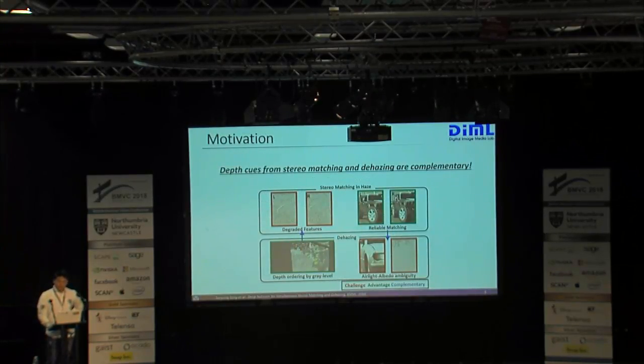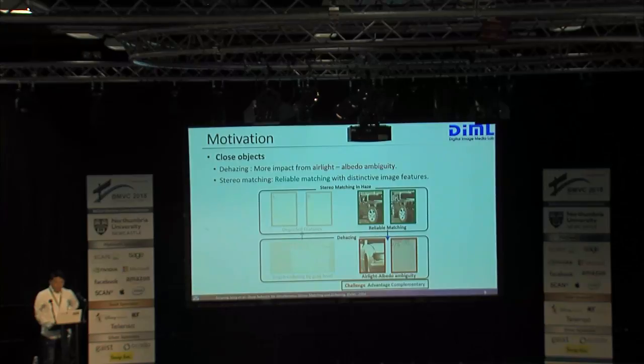Now we introduce our strong motivation for the proposed method. We observe that stereo matching and dehazing obtain their depth cues in a complementary way, and therefore they can help each other. To be specific, for close objects, dehazing gets more impact from the air light albedo ambiguity. On the other hand, close objects have more preserved and distinctive image features with light haze. Reliable stereo matching for close objects can help the dehazing task to estimate the transmission more accurately.